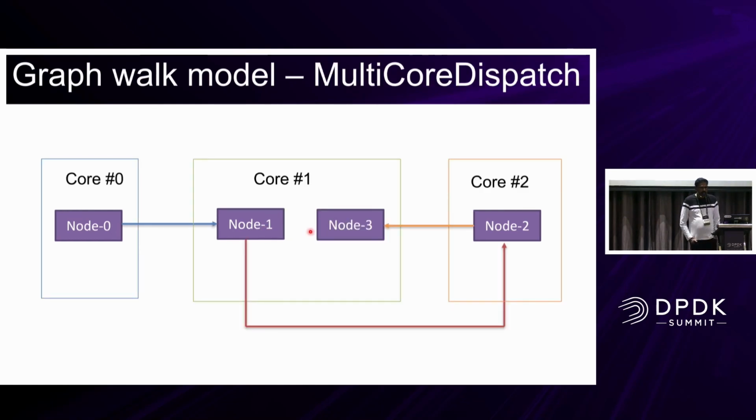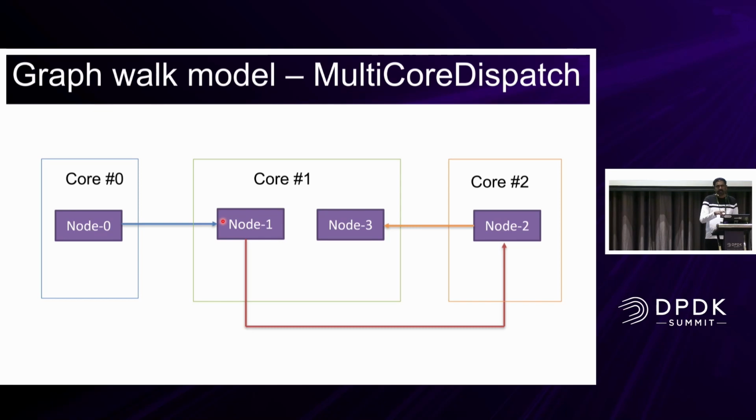Recently, Intel proposed another graph walk model called multi-core dispatch. It gives more flexibility, but with a little performance overhead, where node 0 can be on one core and another node can be on another core, right? In that current scheme, it's using a ring for moving the data from one core to another core. In run to completion, it's just a circular buffer, and it does not use a multi-producer or single-producer rte_ring kind of thing. But this gives flexibility on where the node needs to be.